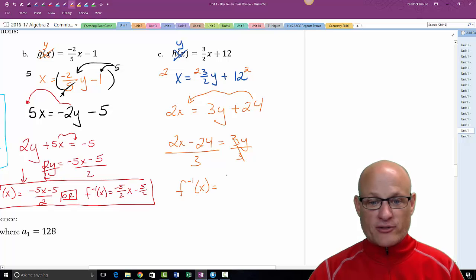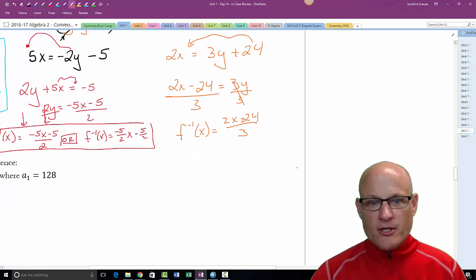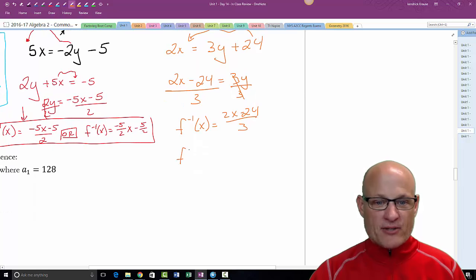Now there's two acceptable answers here. 2x minus 24 over 3, which to me, might as well leave it. But if you ever had to graph it, I guess being able to change it is also nice. F inverse of x is equal to 2/3 x minus 8. So those are your two acceptable answers right there, kids.